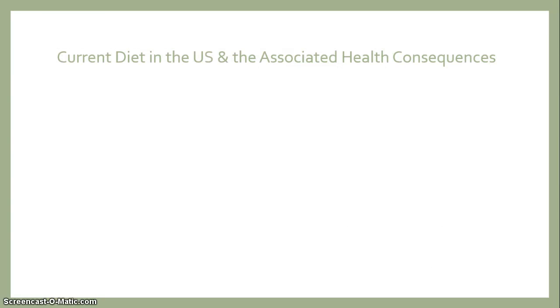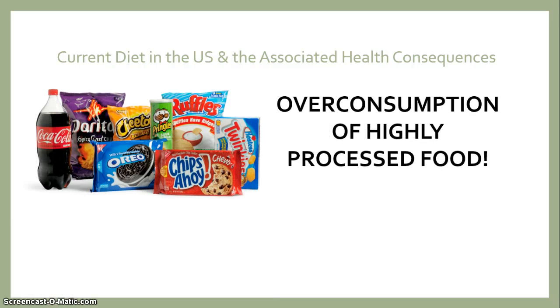One major problem with our current diet is the overconsumption of highly processed foods. This overly processed diet can cause many diseases to result, including ischemic heart disease, stroke, atherosclerosis, type 2 diabetes, and hypertension. Food politics also play a role in our unhealthy diet.